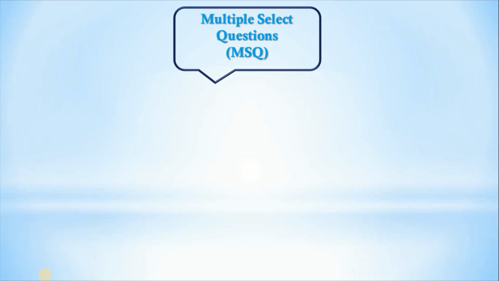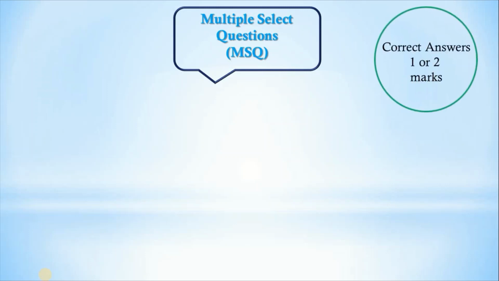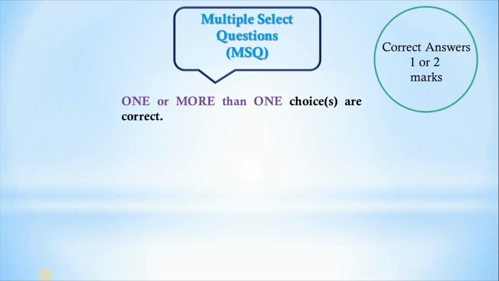Now, for this year, one important change has been made in the pattern of questions: there will be questions based on multiple select. The questions will be of 1 or 2 marks in all papers and sections. These questions are objective in nature and each will have a choice of 4 answers, out of which 1 or more than 1 choices are correct. To understand this type of question, let's take an example.